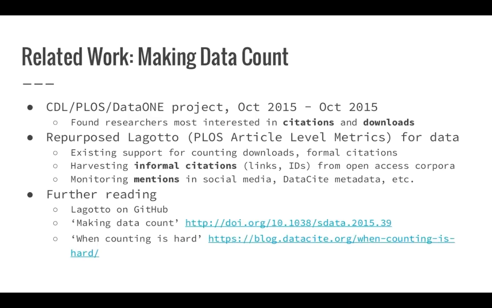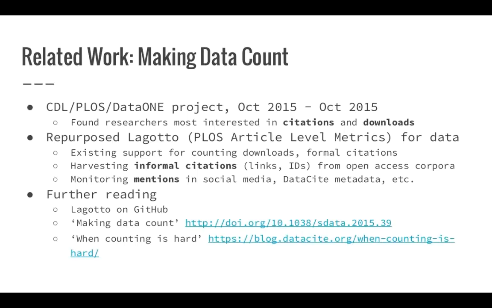One of the first things they did was have a survey of what metrics researchers are most interested in terms of indicating the possible impact of their data sets. And they found, not surprisingly, that what they were most interested in, what they trusted the most, were citations, and following that, the number of downloads of data sets from the repositories. So with that in mind, the project took a piece of software that the Public Library of Science had developed to provide article-level metrics for their articles, which was christened Lagotto.